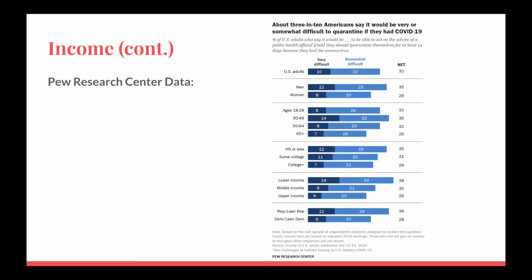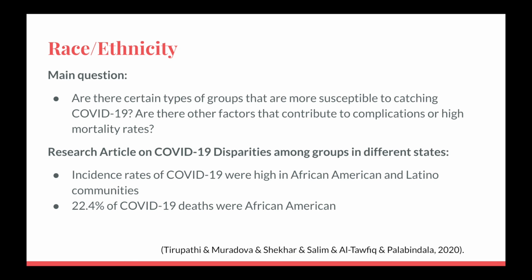In addition, I provided some data from the Pew Research Center that shows that not only were minorities slash ethnic groups affected, but also low income individuals. You could clearly see here, if you look at all the bars, low income individuals had the highest bar in terms of finding it very difficult to somewhat difficult to be able to quarantine if they had COVID-19.